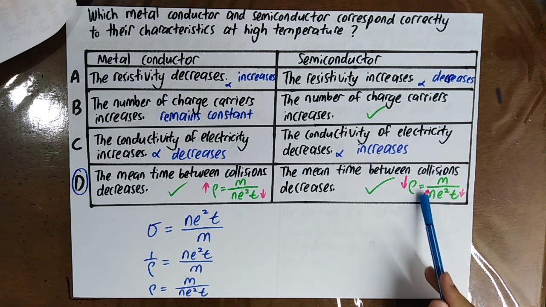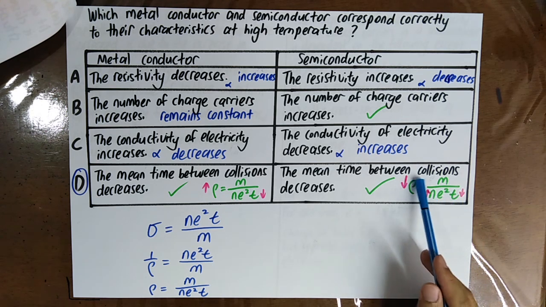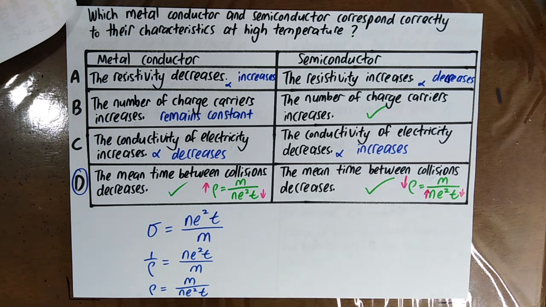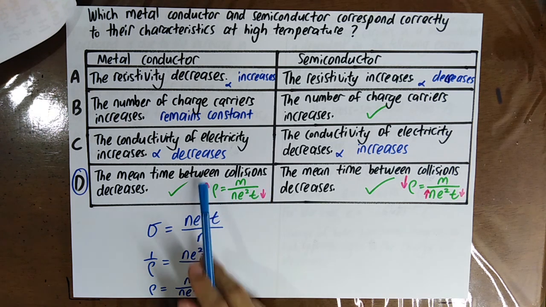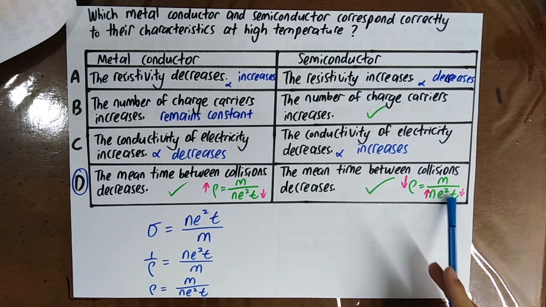so that the effect of the increase in N is definitely greater than the decrease in T, so that the rho will decrease. Okay, and then in this situation, N is a constant, and then when T decreases, rho will increase. Okay, so in both cases, the T will still decrease.